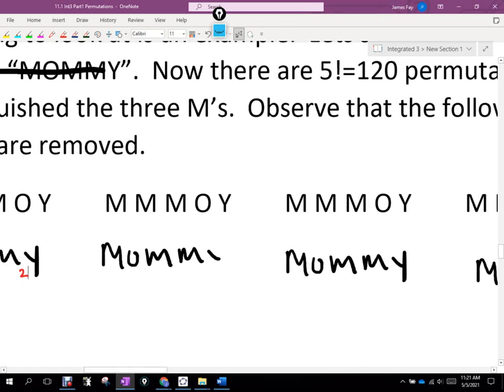Let's say that M2 is the first M, and that makes this one or this one 1 and 3, right? If this is the second M, then this could be 3 and this could be 1. That's just flipping these two around. So flip that M with that M, and it looks like this. But does that still say mommy? Okay.